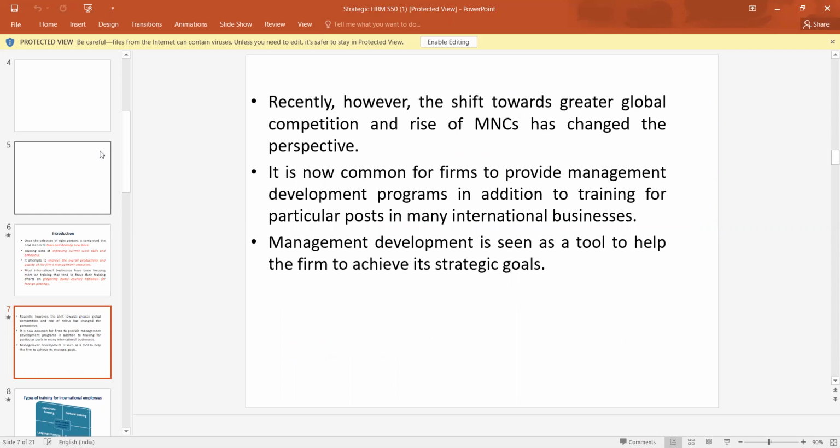Recently, however, the shift towards greater global competition and the rise of MNCs has changed the perspective. It is now common for firms to provide management development programs in addition to training for the particular post in many international businesses. Management development is seen as a tool to help the firm achieve its strategic goals.